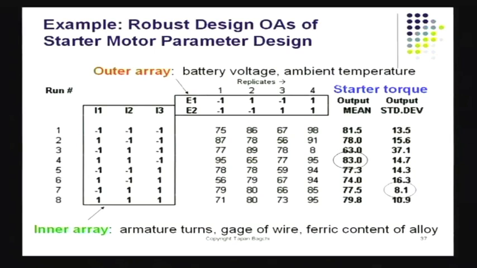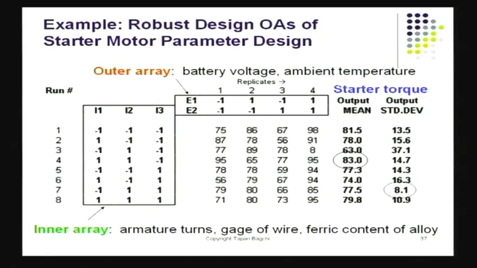What did they do? They had three design variables: armature turns on the starter motor, gauge of the wire used, and the ferric content of the core. These were three design variables that they could play with. They wanted to get a good starter motor design.